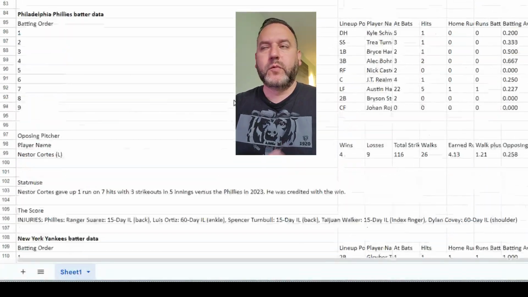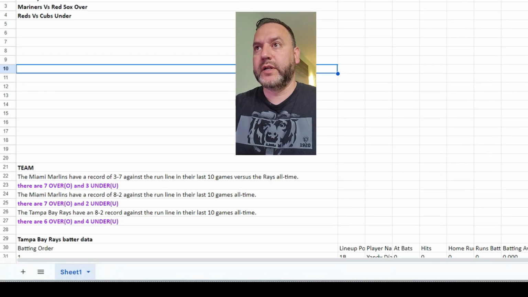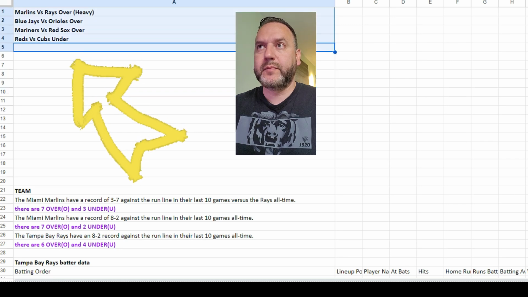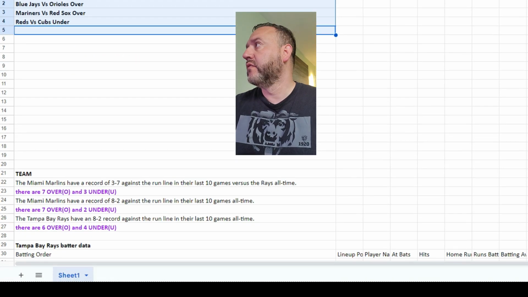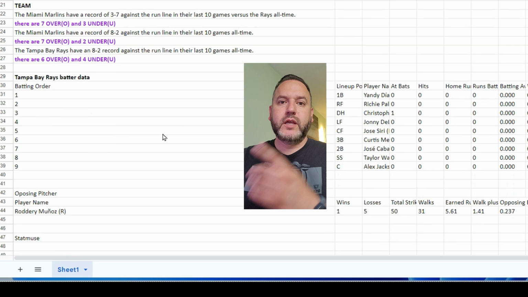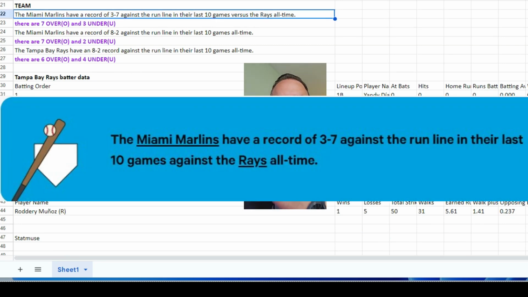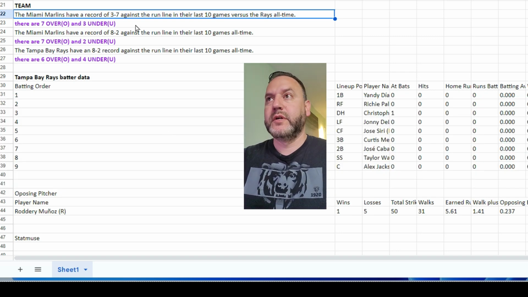Let me break down one game so you can understand what it does. You can see right there, that's going to show you the games that actually pop out from all this information for the day. The Marlins are 3-7 in the last 10 games. That means they have not covered the spread 7 out of the last 10 games. They've only covered it 3 times. So that's a negative towards the Marlins.